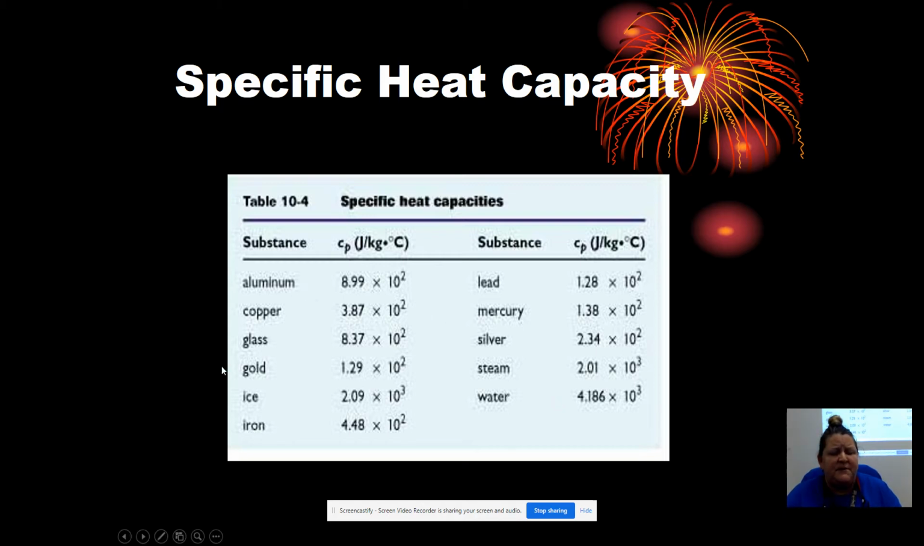Let's pick one that's really low. Gold, okay? This low number tells you that it may heat up fast, but it's going to cool down fast too. Okay, so if the specific heat is how much heat it takes to warm up 1 kilogram of the substance 1 degree Celsius, the larger the number, the harder it is to warm something up.